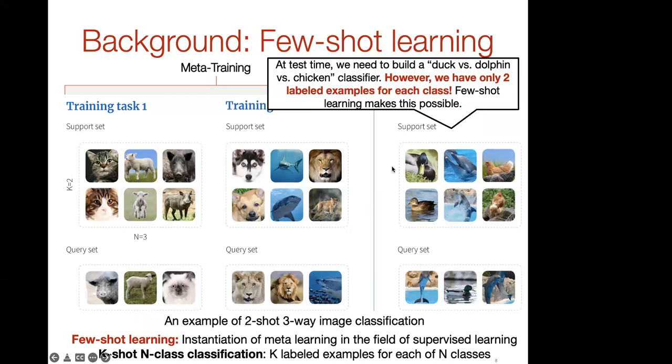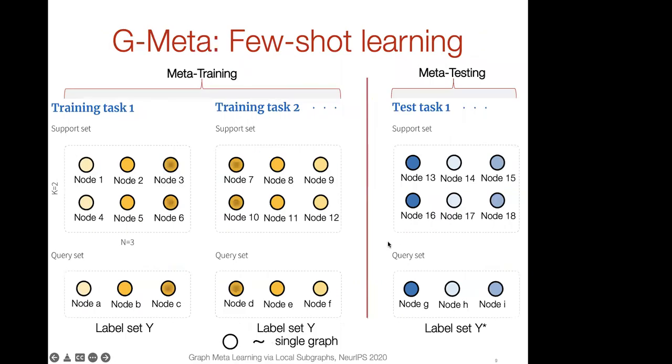This is important because at test time, the second stage of few-shot learning, when we actually need to build a classifier, in this example a duck versus dolphin versus chicken classifier, having only two labeled examples for each of those three classes, we can actually do that because the model was trained in such a way that it can very quickly adapt to a new class. We trained it in such a regime.